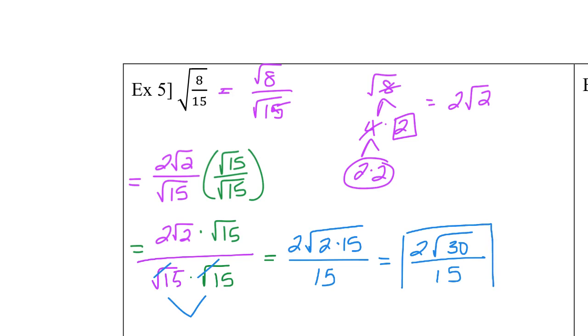Now, I know square root of 30 is not going to simplify because it was made up of a 2 times a 15. 2 can't be simplified, and 15 is only 5 times 3, so there's no pairs in here, which means 30 will not be able to simplify either. And then I cannot simplify 2 over 15.